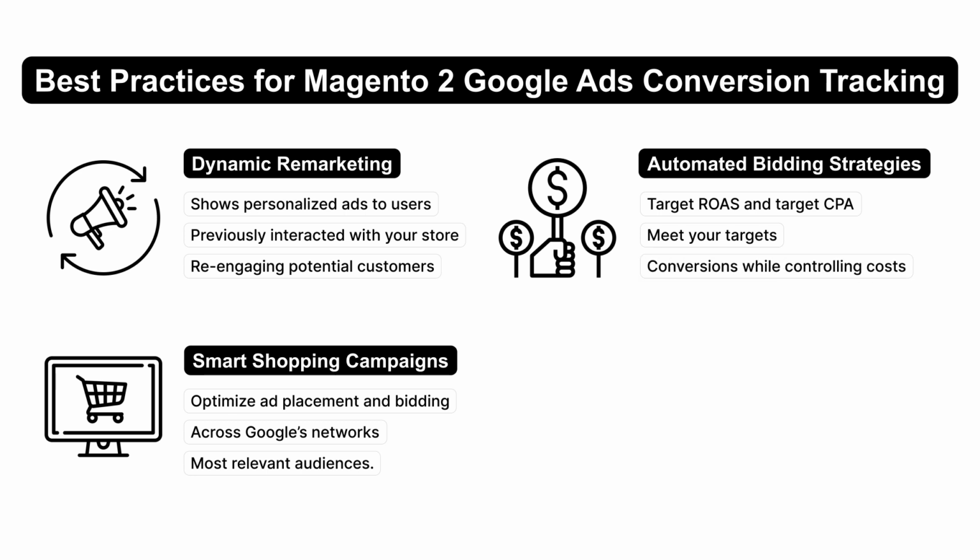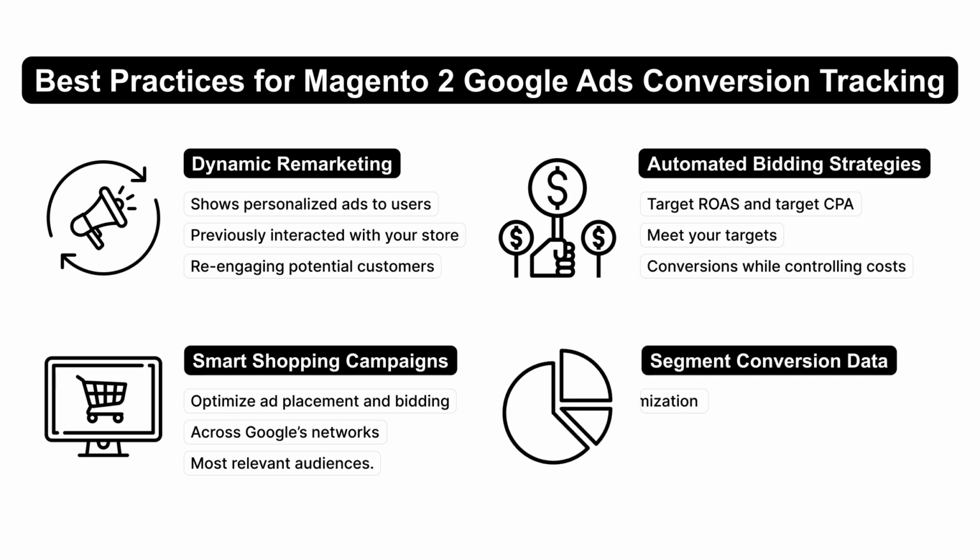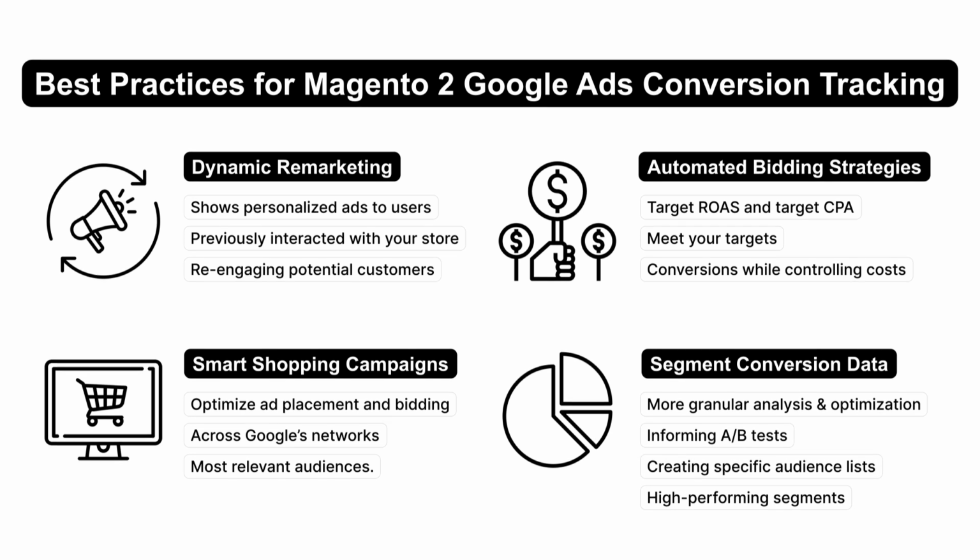Automated bidding strategies like Target ROAS and Target CPA adjust bids automatically to meet your targets, driving conversions while controlling costs. Segmenting your conversion data allows for more granular analysis and optimization of your campaigns, informing A/B tests and creating specific audience lists based on high-performing segments.